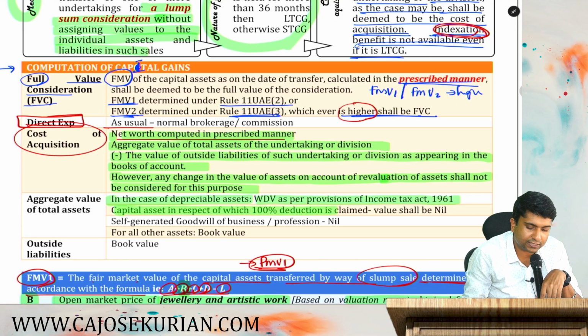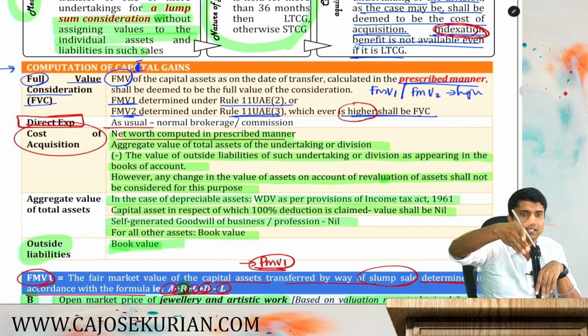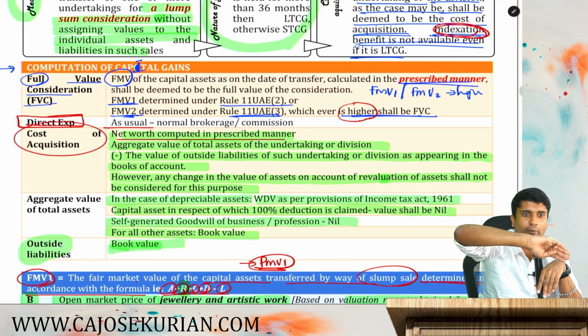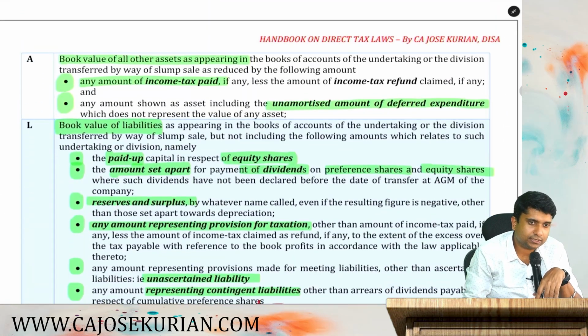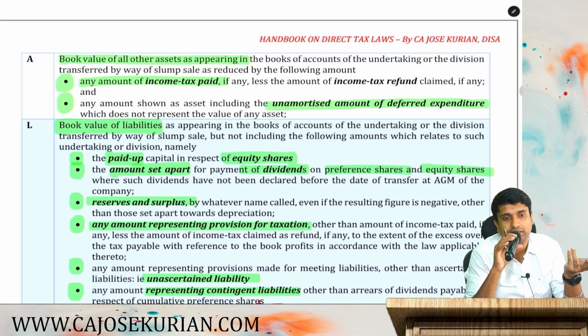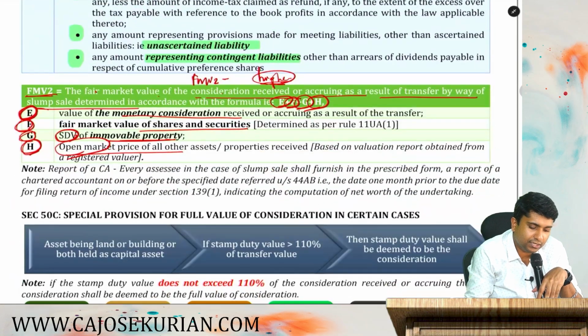Capital asset, 100% reduction is claimed, nil value. Self-generated goodwill or business, nil value. All other assets, book value. Outside liability, book value. Outside liability, that means share capital and reserves don't pick. We're only talking about outside liabilities. This is it. There is no cost of improvement in slump sale because we are computing the net worth. There is nothing called a cost of improvement while computing the slump sale.